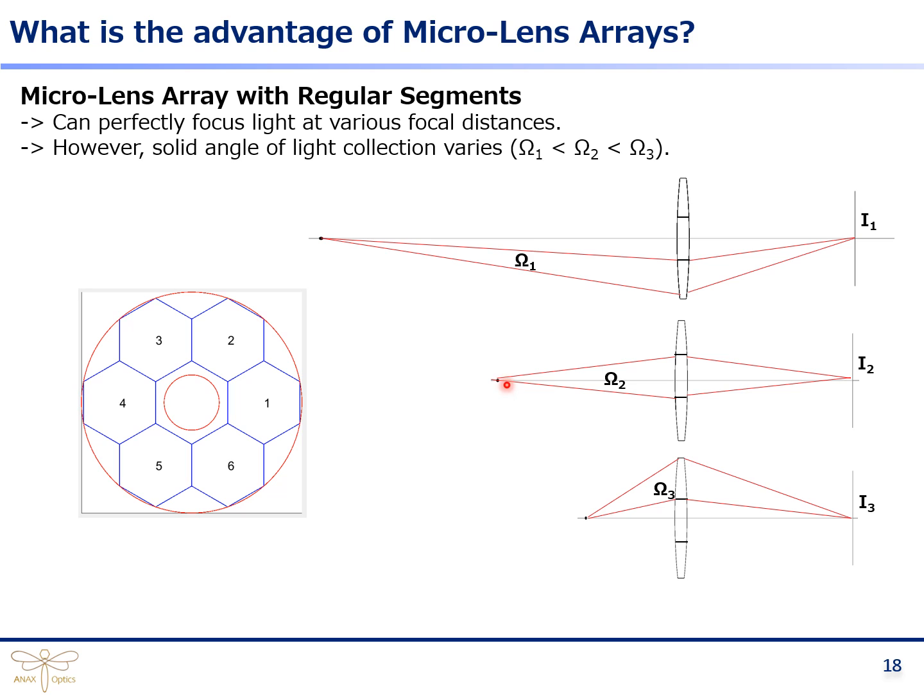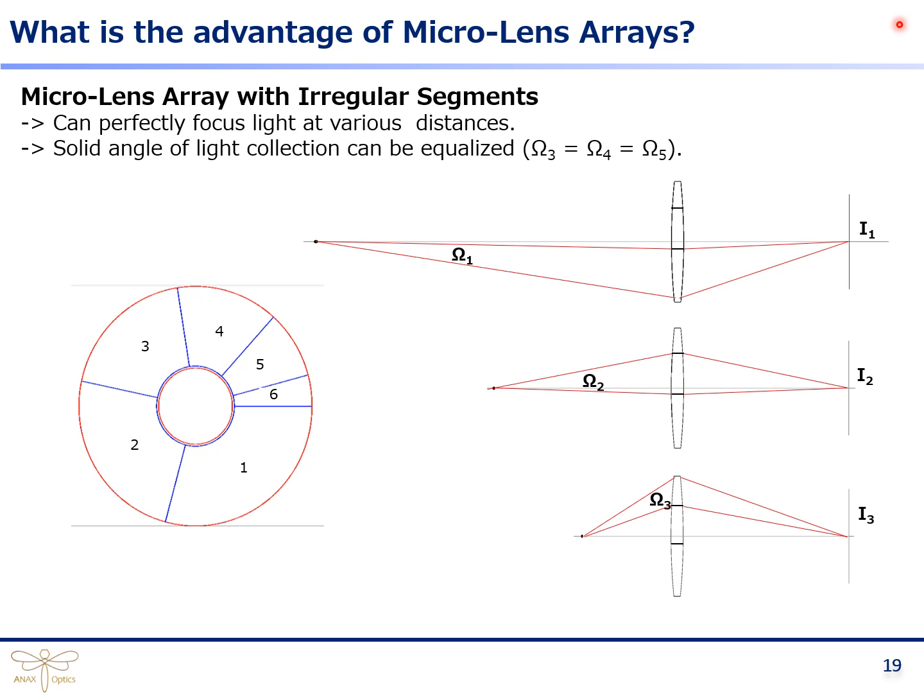Considering the distance of the point to the lens, the solid angle of light that is collected will vary as a function of this distance. For a point very far away, the solid angle omega-1 will be significantly smaller than the solid angle omega-3 obtained for a nearer point.